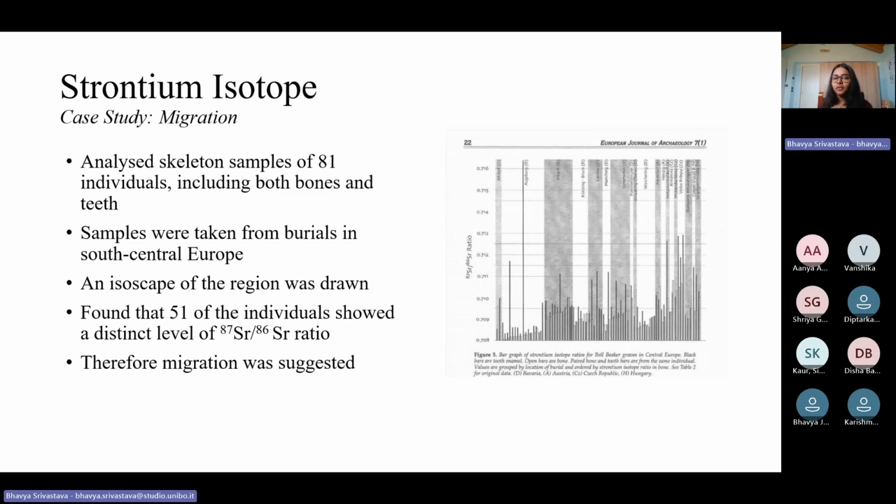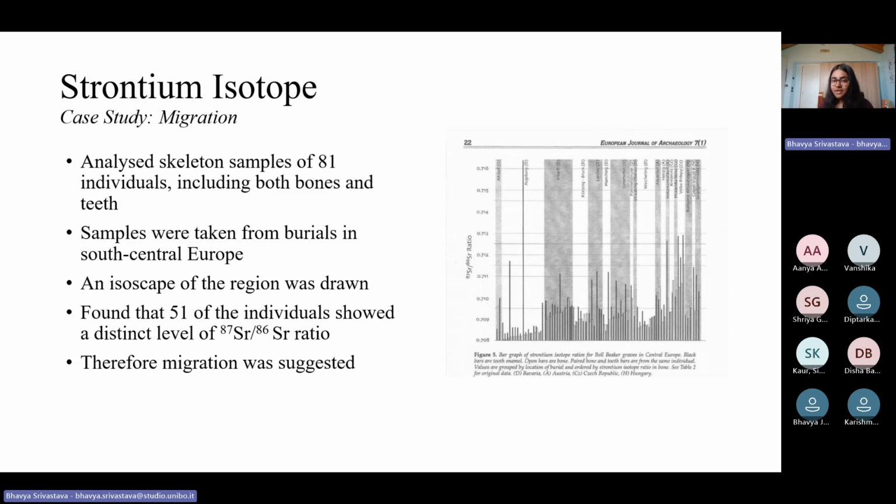And from the analysis of the bone and the teeth samples, it was very clear that they were different, which means 51 individuals had very different strontium isotope ratios in their teeth when compared to their own bones. That means they were born in one region, but they died in a different region. In this case, South Central Europe, and so migration was attested.